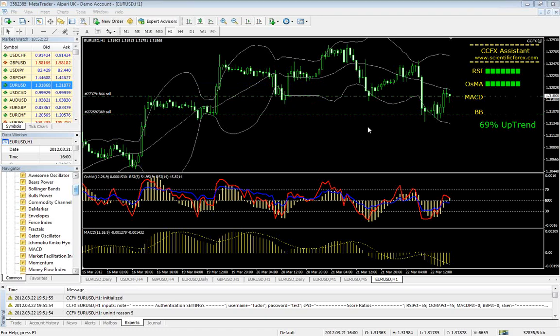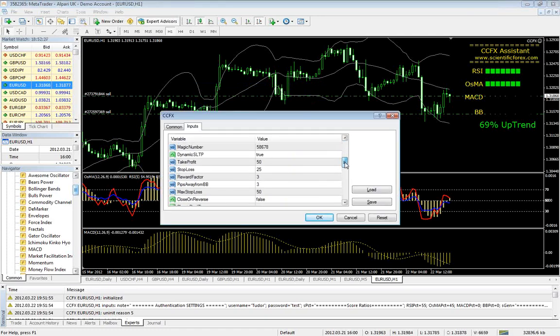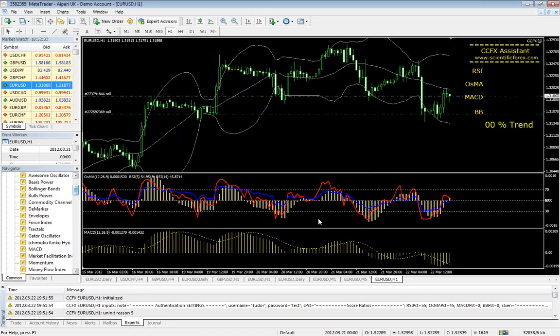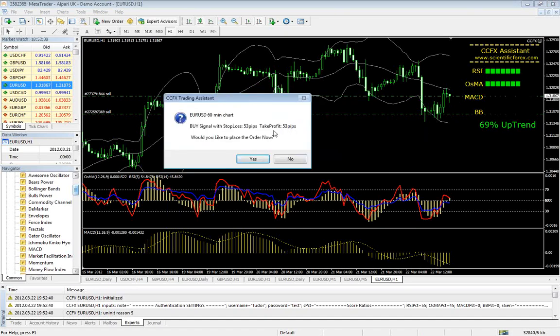If I want a lower take profit ratio, let's say that you are a beginner and you want to have a 1-to-1 risk-reward ratio, click OK on this one, and I have a new pop-up window. Here we go. It's stop loss 53 and take profit 53. 1-to-1 risk-reward ratio. Do you want to enter?